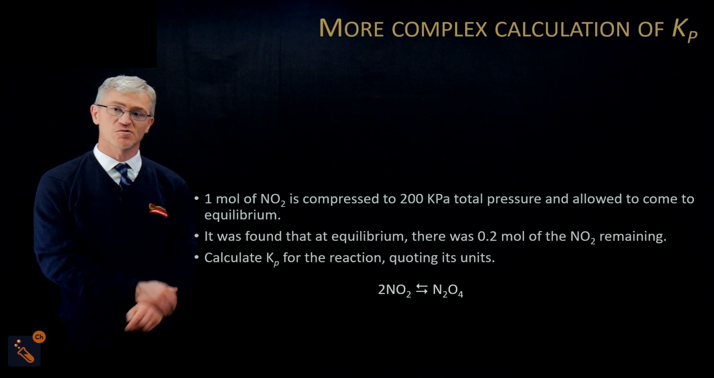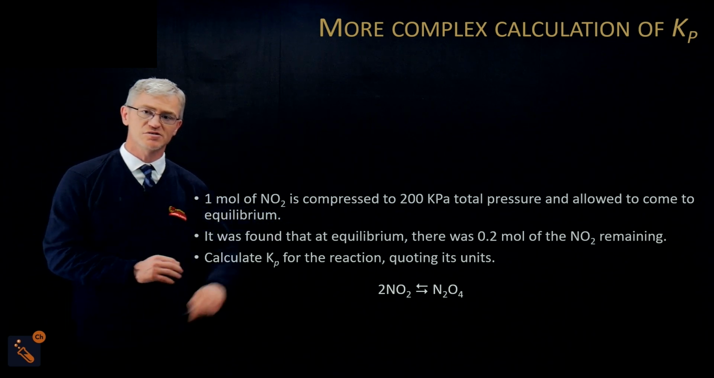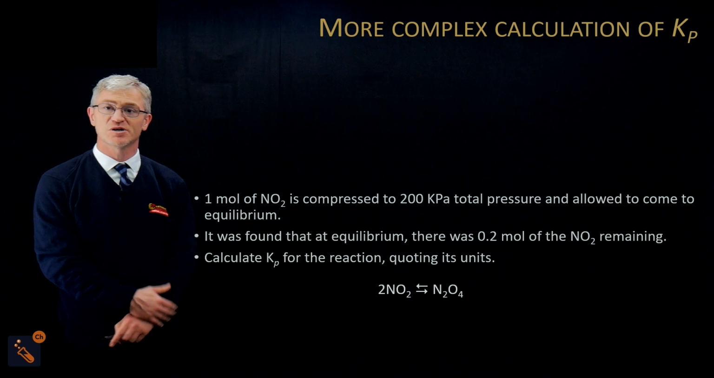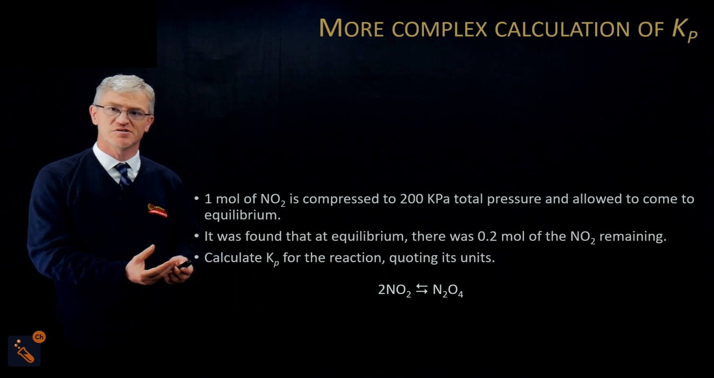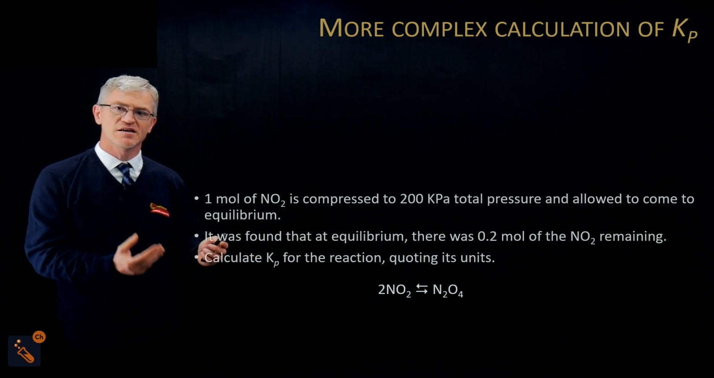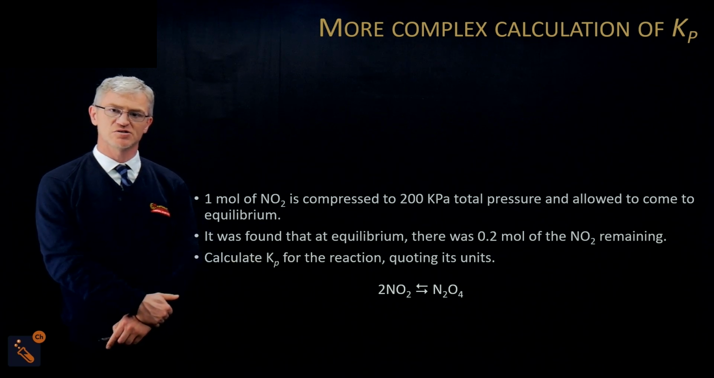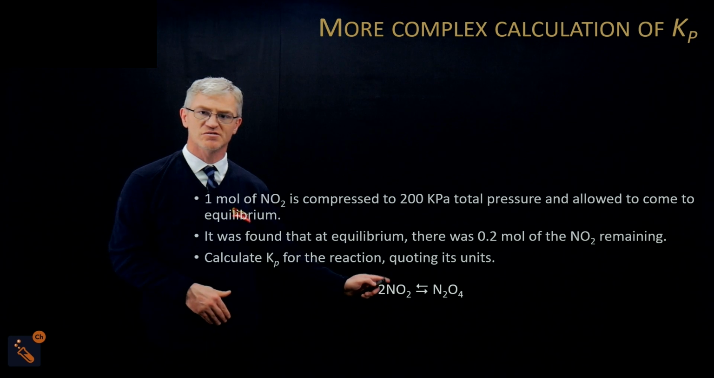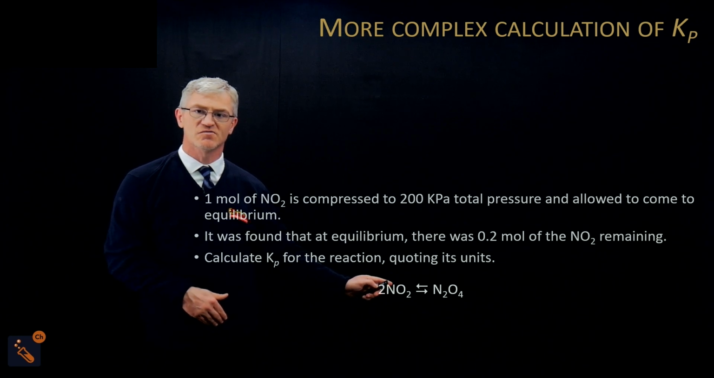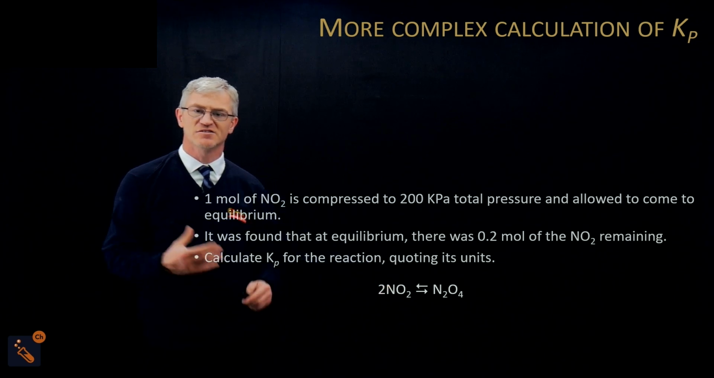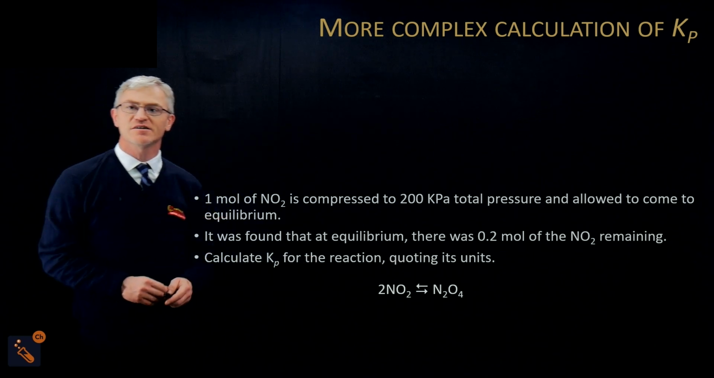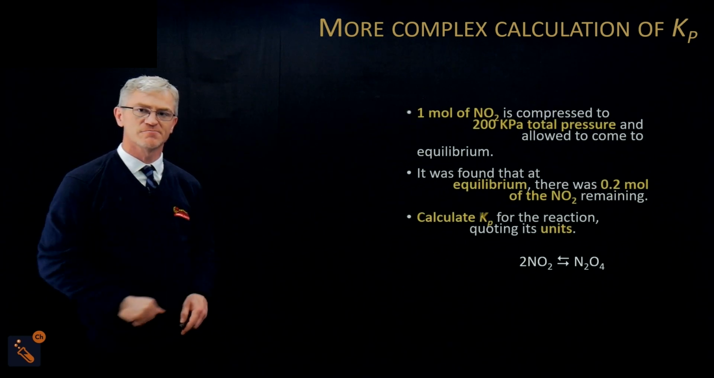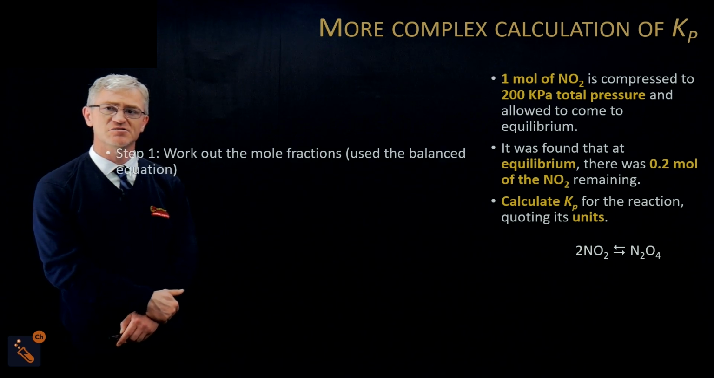So this time we've got 1 mole of NO2 compressed to 200 kilopascals, which is the total pressure, and all the partial pressures add up to the total pressure. Now it's found at equilibrium, there's 0.2 of the NO2 remaining, and you've got the equation here. So you've got 0.2 of this remaining. How much of that did you make? And we can do that through an ICE table. So let's move that to the side. And then let's do the first bit.